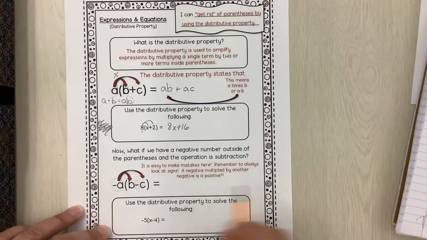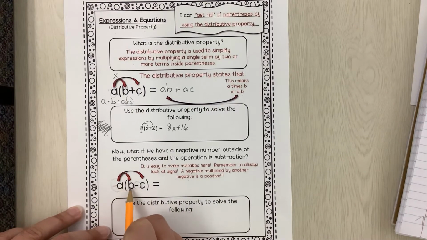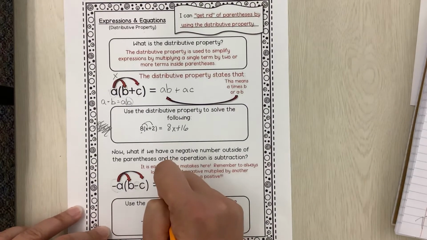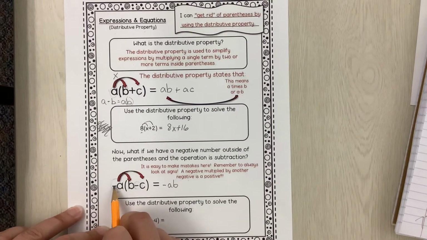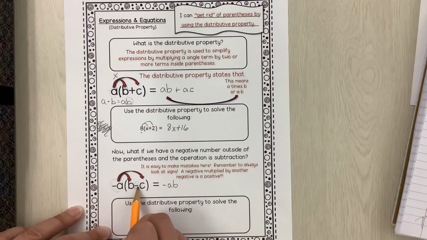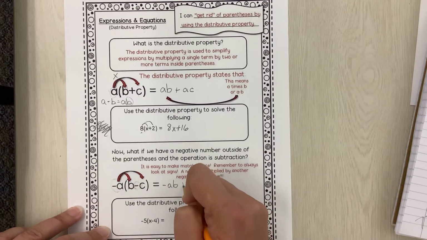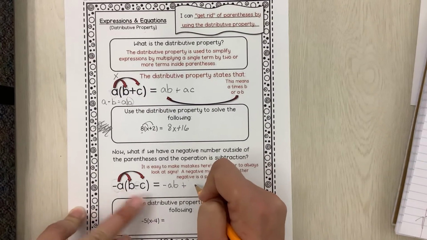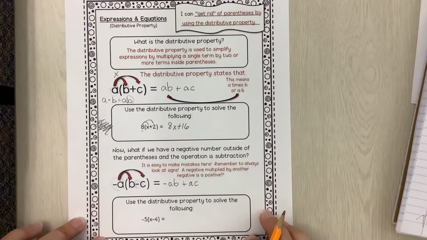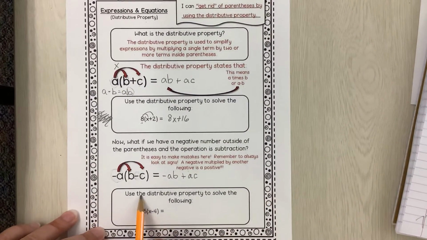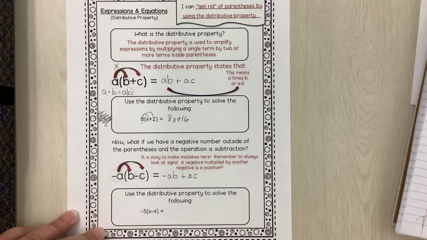So let's try this. Negative A times a positive B. Well, it's only one negative, so this one's going to stay negative, and it's A times B. Now we've got the A times the C. Well, it's a negative A times a negative C. It turns into a positive, and A times C. So let's practice this and see how we do. Use the distributive property to solve the following.